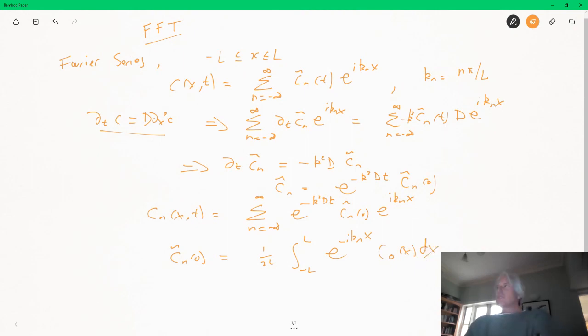Okay, so that's just the Fourier series solution to this equation, and this actually solves the diffusion equation with periodic boundary conditions. We're going to use the periodic boundary conditions, and we're going to make L big enough that we can go from minus infinity to infinity. So we haven't really talked about the fast Fourier transform at all. We've just done the Fourier series expansion and solved this equation from the initial condition, just doing a Fourier series solution of this equation.